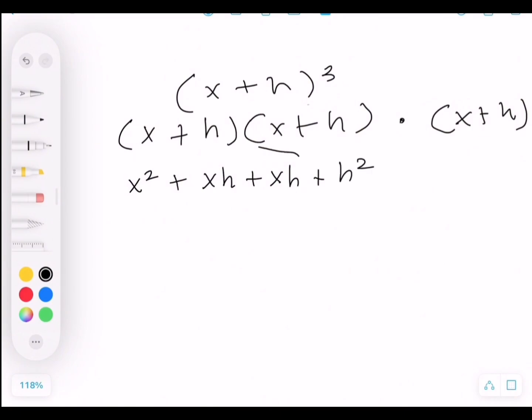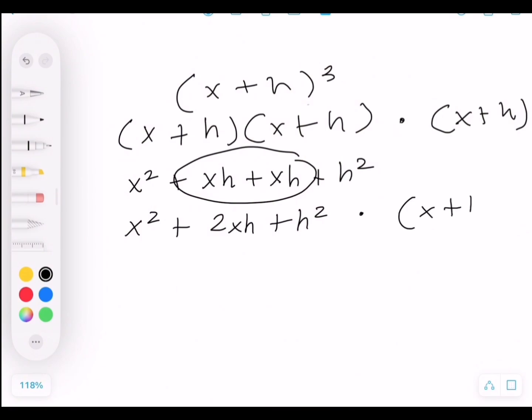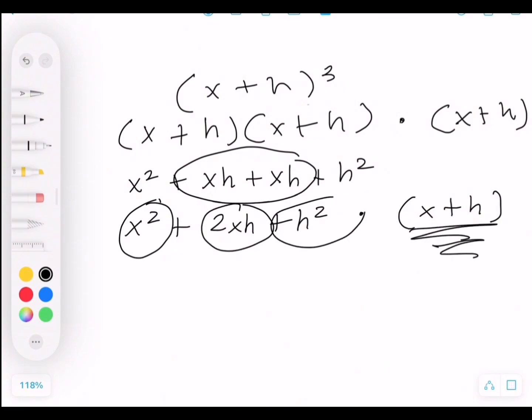Combine like terms, you have these two. So again, there's a coefficient here of 1, but you do not indicate that. You don't have to put that. So 2xh plus copy h squared. Now we multiply it with x plus h. Then each term here gets multiplied by x plus h.